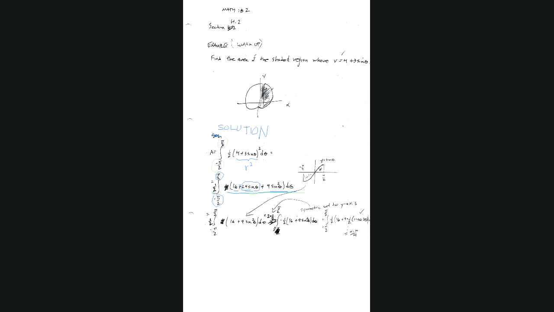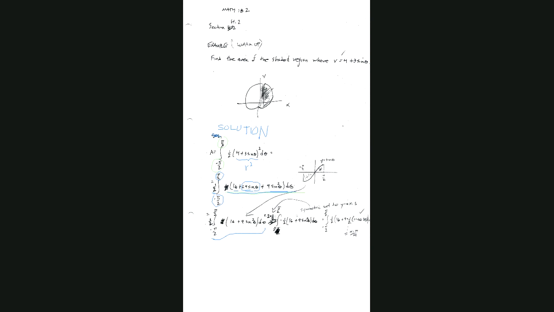We can eliminate it. And so I have then the 1/2 times the integral from negative pi over 2 to pi over 2 of 16 plus 9 sine squared theta. Okay. All right, one moment. Now we have to justify the next step.